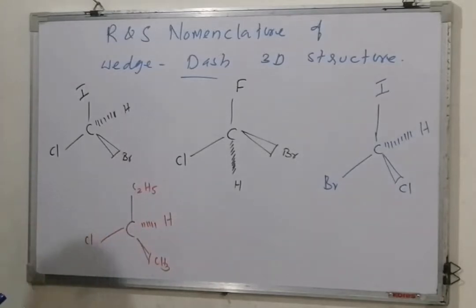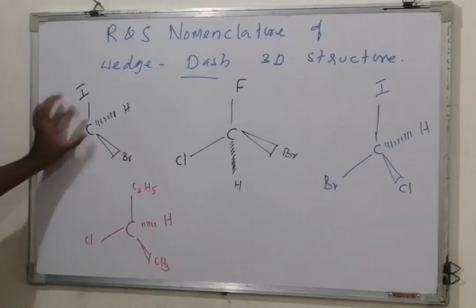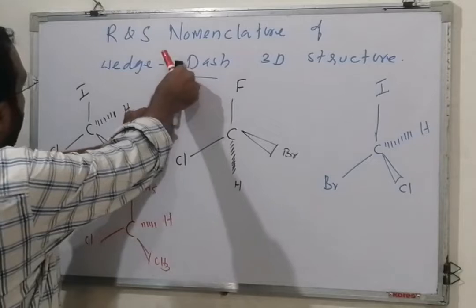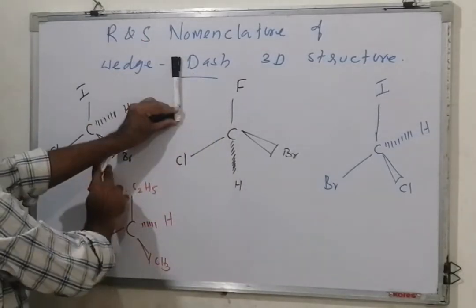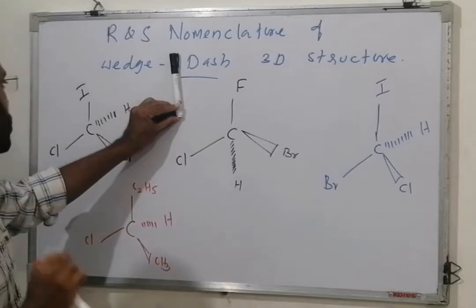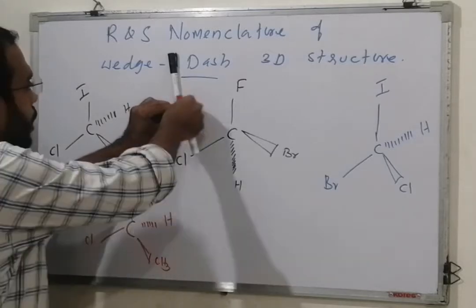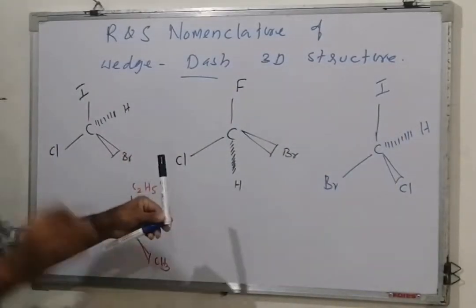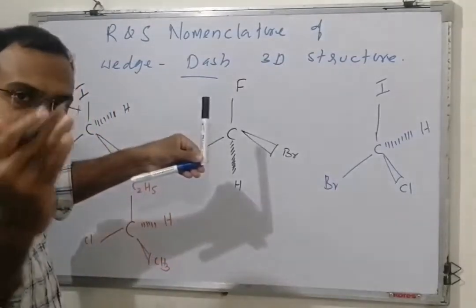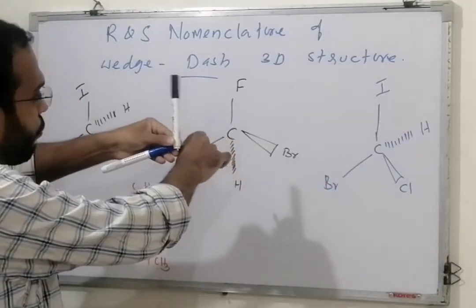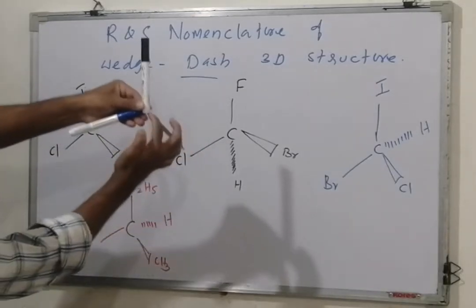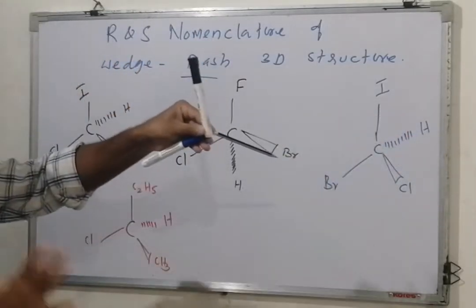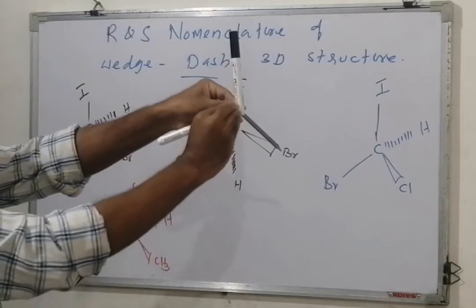First, let us understand this molecule. Central carbon, I and Cl. Imagine I and Cl are on the board like this. This is I, this is Cl. I and Cl on the board. Okay? Now, this hydrogen, suppose you are in this direction, therefore hydrogen is away from you. Therefore every dashed line group is away from the observer.